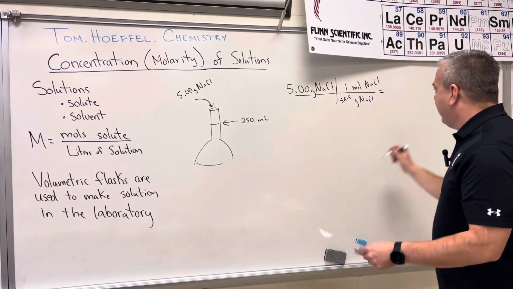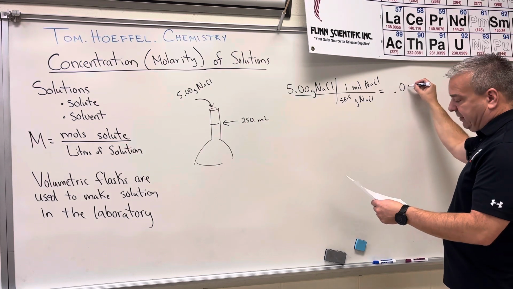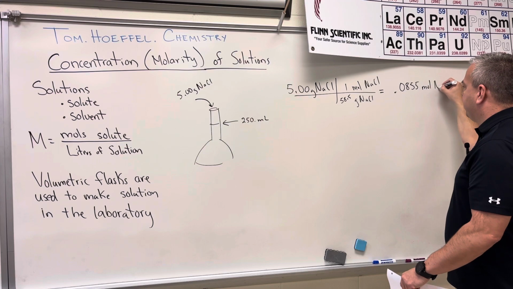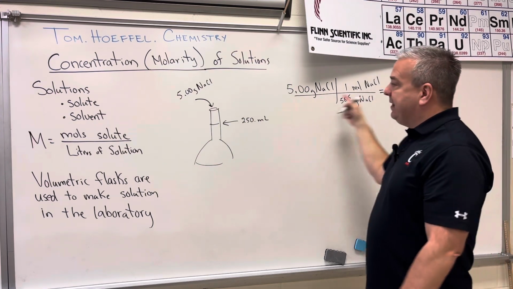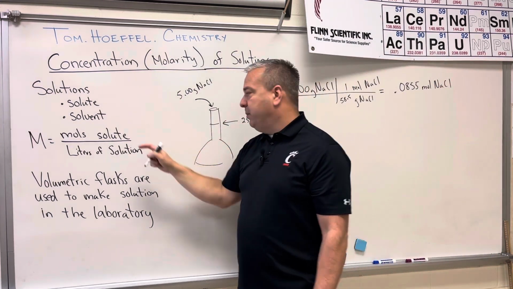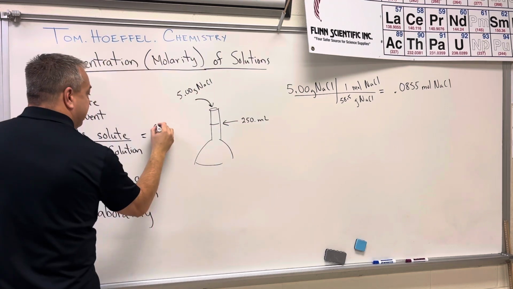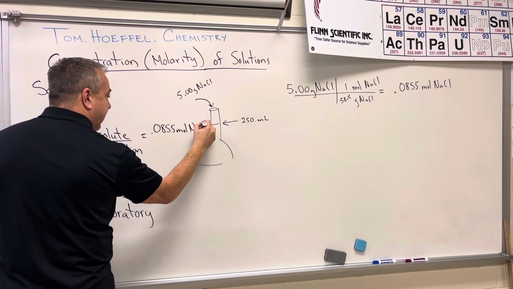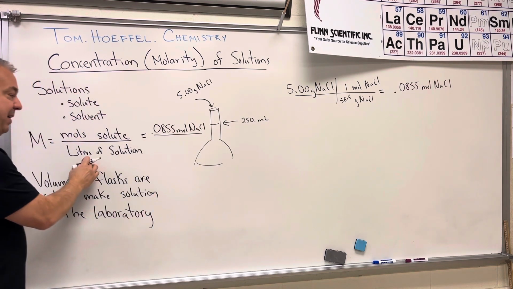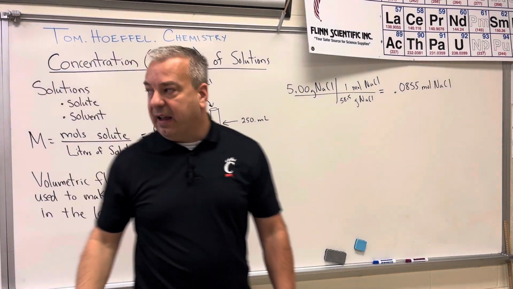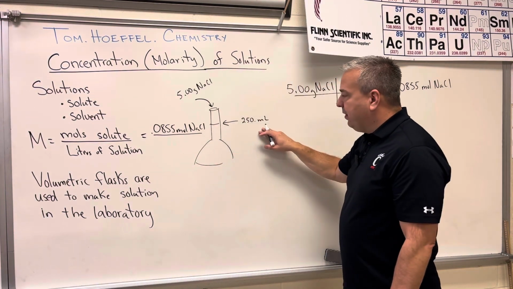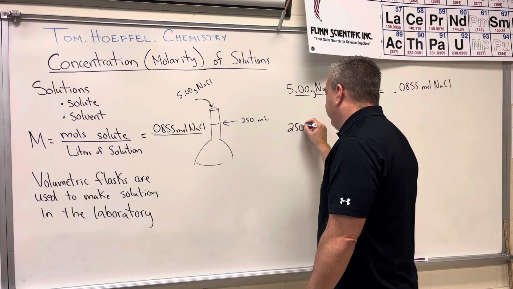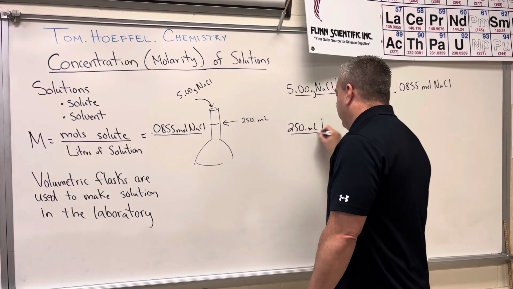And when I do that, I get, to 3 sig figs, 0.0855 moles of sodium chloride. Well, I'm going to take that number and put that in my numerator right here. 0.0855 moles of sodium chloride. And I'm going to divide that by the liters of solution. Well, I have 250 milliliters of solution, so I'm going to take 250 milliliters.